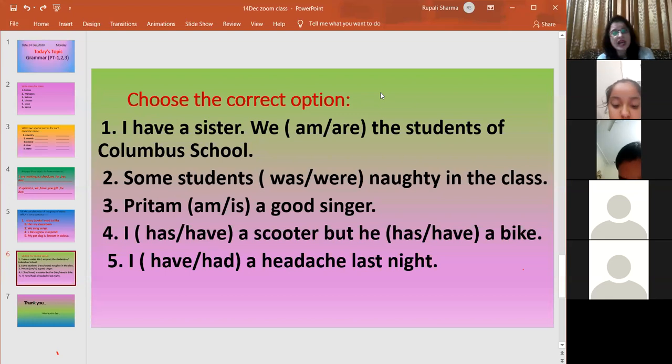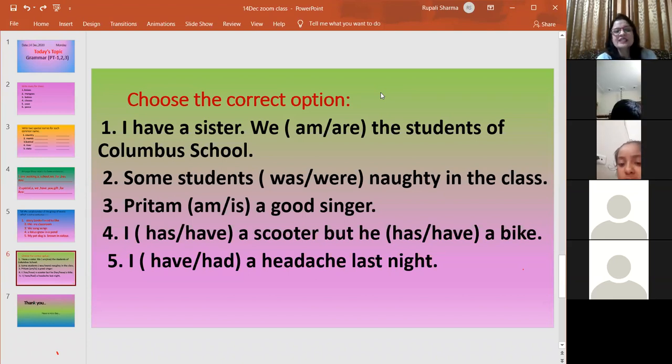ठीक है? तो two जब होते हैं, I and कोई और होता है, I and sister, तो फिर we बन जाएगा. मैंने बोला जब जिसमें I होता है, one more person is there, then कौन सा pronoun हम use करते हैं? We. Okay. We are the students of Columbus School. Moreover, students word is there, so we are the students of Columbus School.